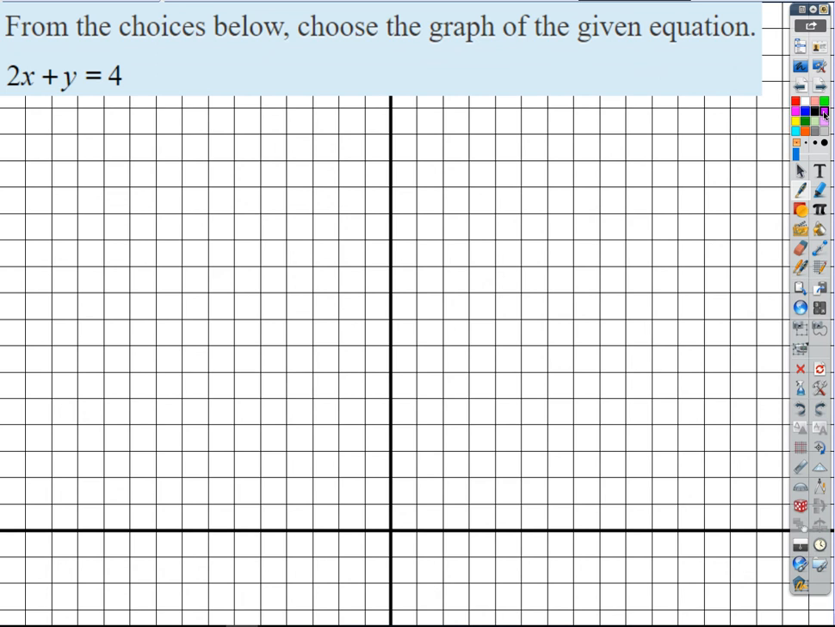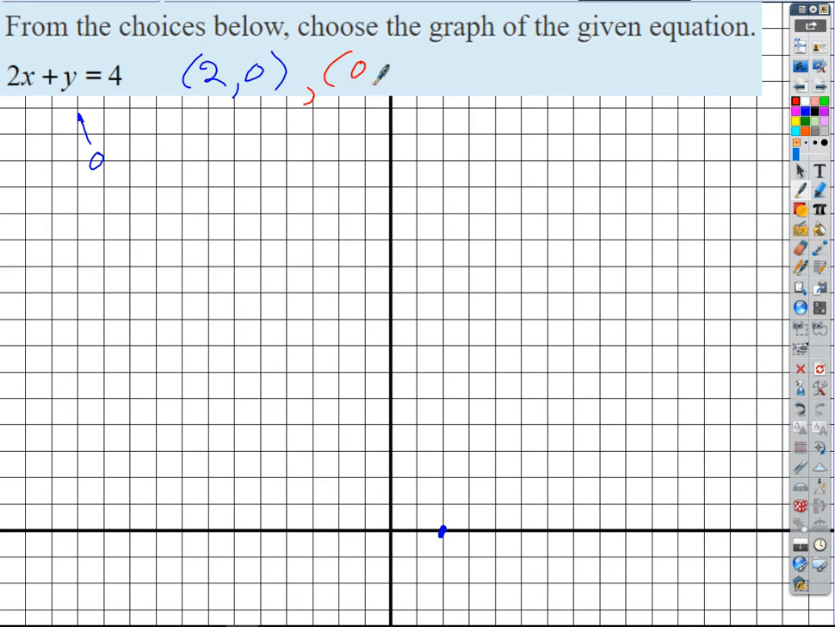So if I want to get the x-intercept, let's let y equal 0 and see what happens. So if y is 0, that equation just becomes 2x plus 0, or 2x equals 4. What's the solution? X equals 2. So there's 1 point, (2, 0). Right? There's 1 point.